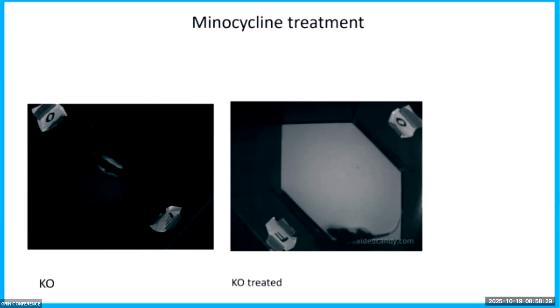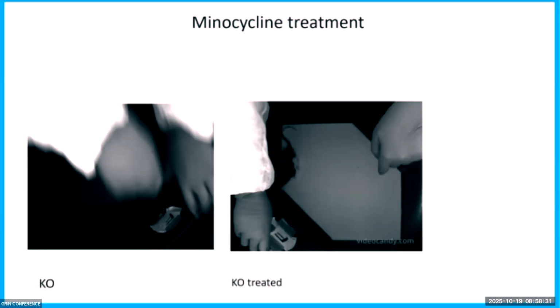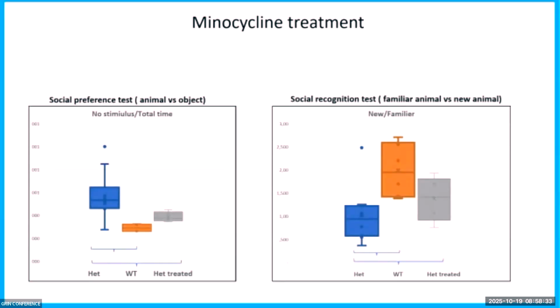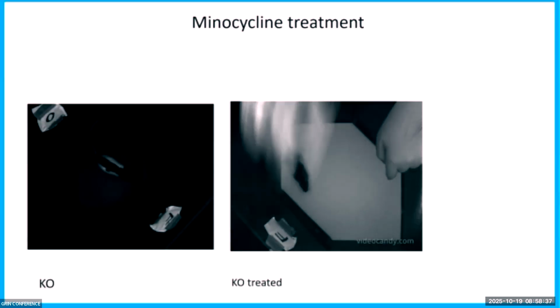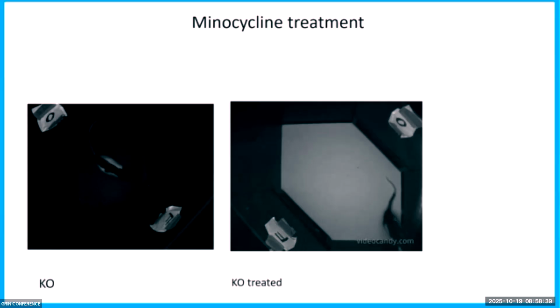Then since minocycline was one of the surprises and also worked for all the patients, we started to treat. Trying to get the video to work. Okay. So we started to treat with minocycline. Ori, my student, is doing these experiments. He's giving minocycline through the water. And what we see is that after the treatment, the rat behaves more like the control rat.